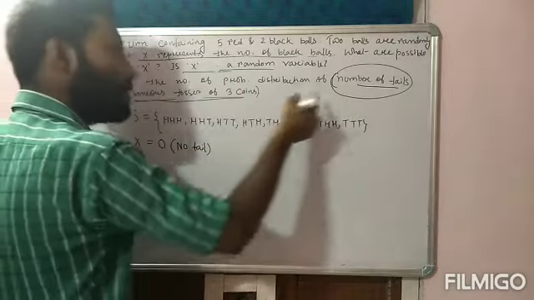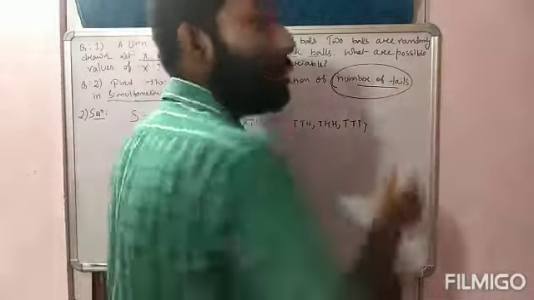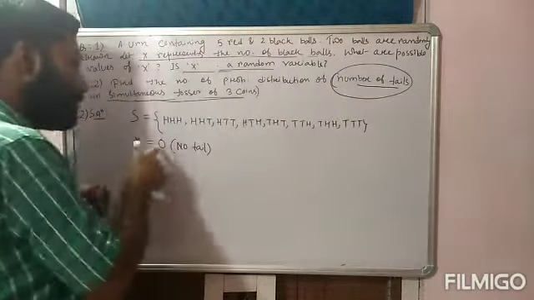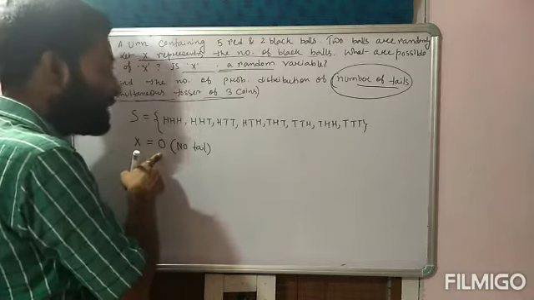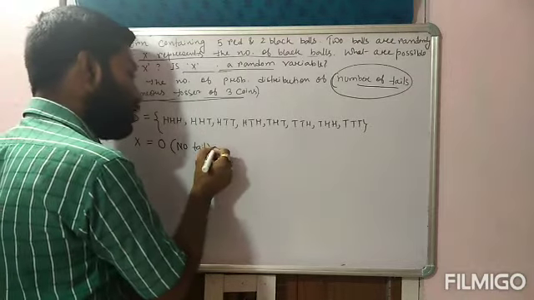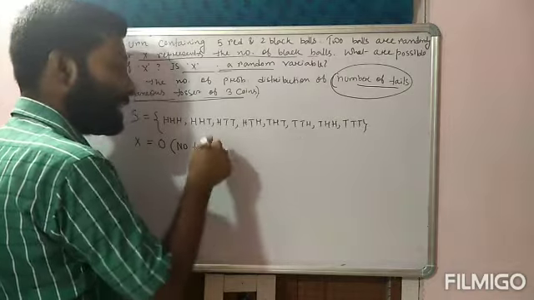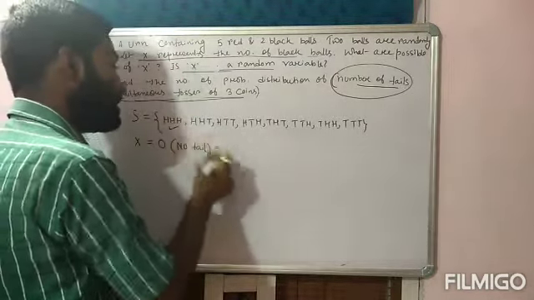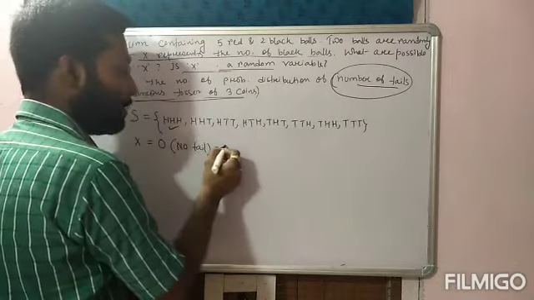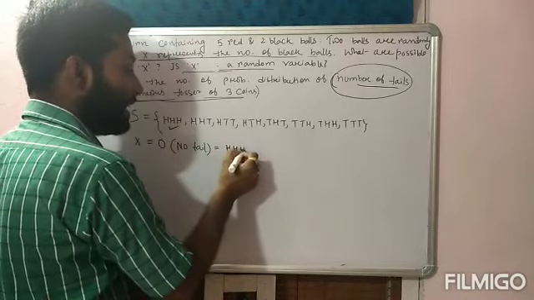Because in the question it is stated that x denotes the number of tails. So if you start the first value of x from 0, that means there is no tail. Since there is no tail, how many such points are there in this sample space? Not even a single tail. So this is the sample space. This is the sample point H, H, H.